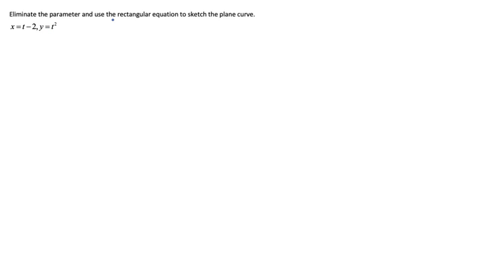Eliminate the parameter and use the rectangular equation to sketch the plane curve. So here we have these parametric equations. We have x equals t minus 2 and y equals t squared. Now it does say to eliminate the parameter, right? So we'll look at that in a little bit.